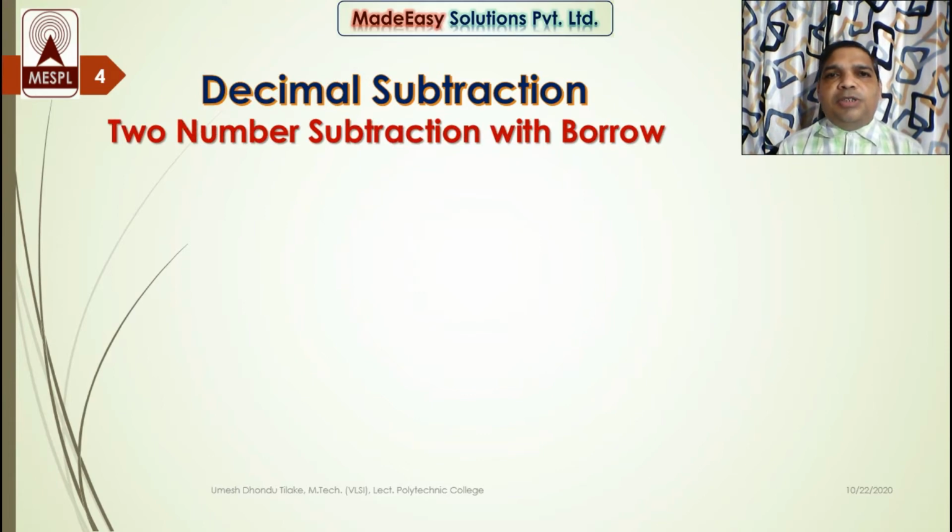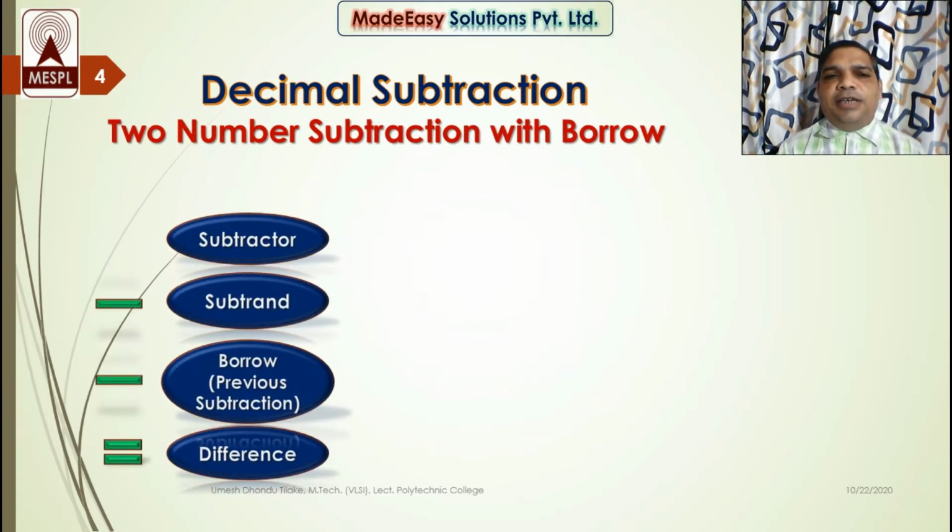We will see 2 number subtraction with borrow. So here I have arranged the equation in vertical manner. Subtractor minus subtrahend minus borrow given to previous subtraction operation will give me the difference, and I will place a borrow over here just above the subtractor.